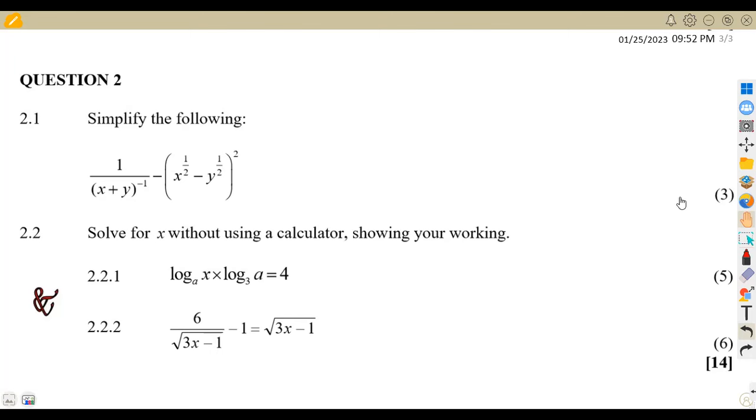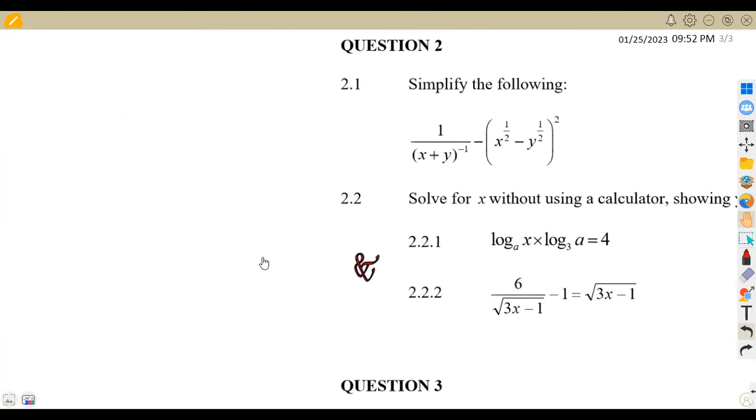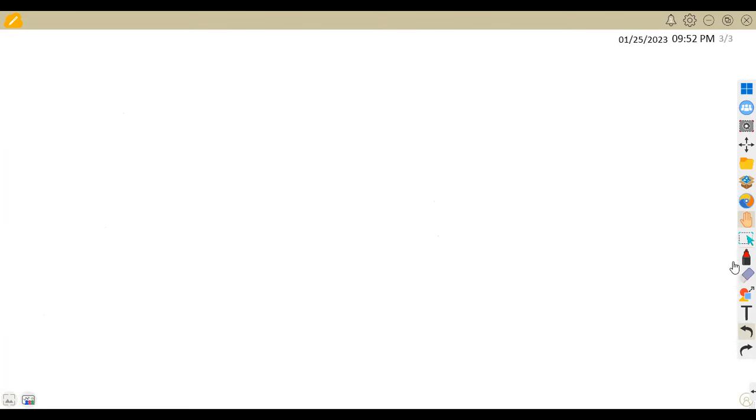The first part, it was actually having 3 marks on 2.1, where we are being given to simplify the following. Okay, so that's the expression that we are given to simplify. So I'm just going to rewrite everything the way we are given so that we can see how we're supposed to simplify this typical question.